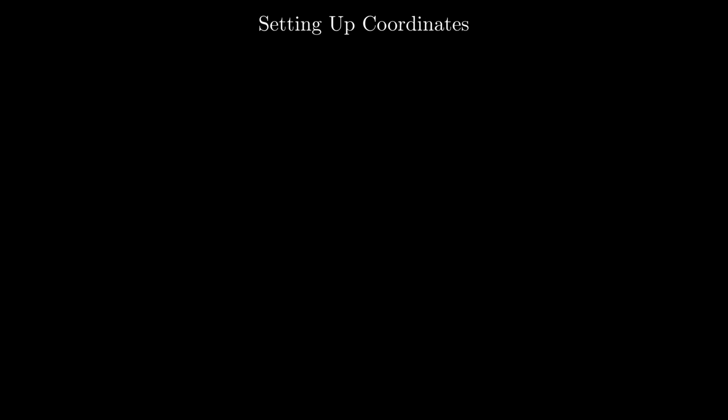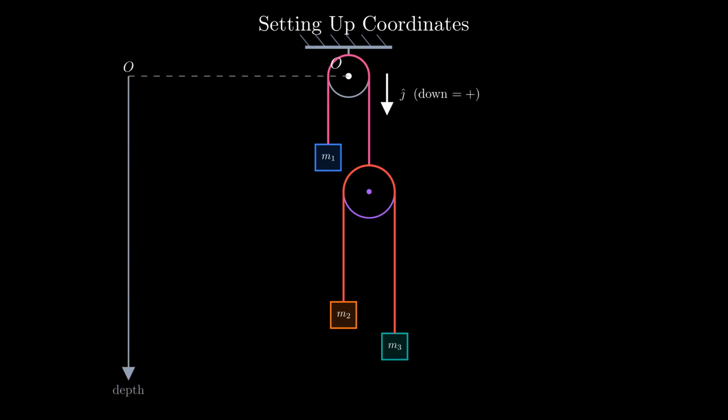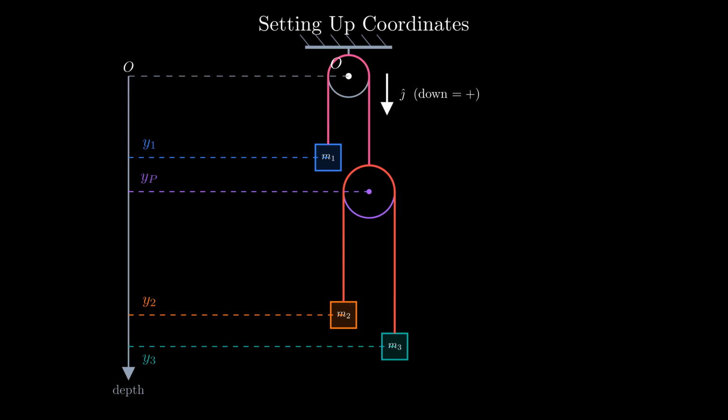Start with the geometry. An upper pulley is fixed, its center never moves, and the lower pulley, which we call P, hangs from a string and is free to ride up and down. Block 1 hangs on the other side of the upper pulley. Blocks 2 and 3 both hang from the lower pulley. Put the origin at the center of the upper pulley and choose downward as positive. Then y1, y2, and y3 locate the 3 blocks, and y sub P locates the moving pulley.